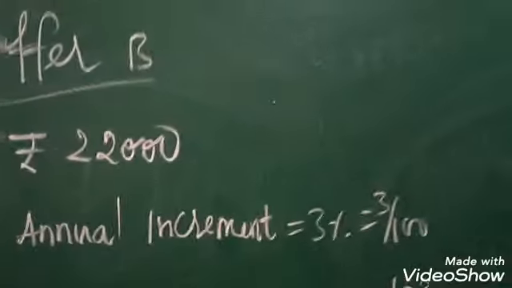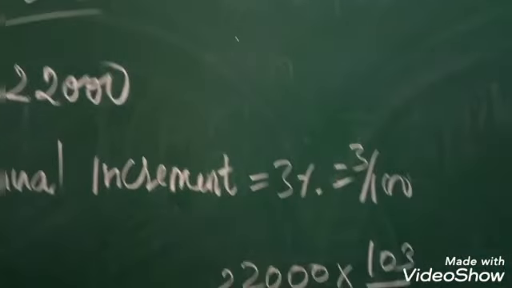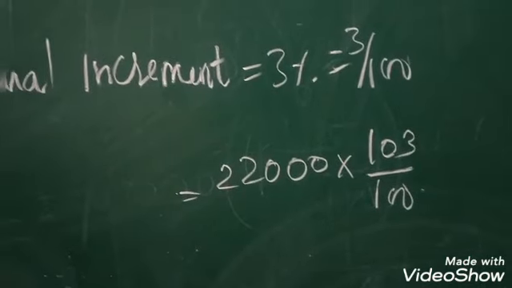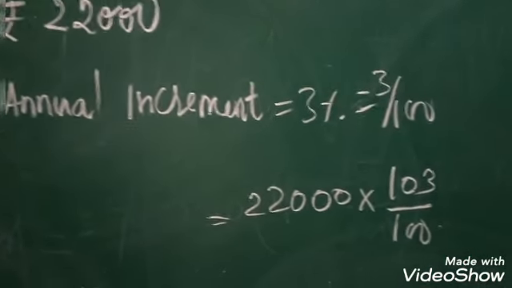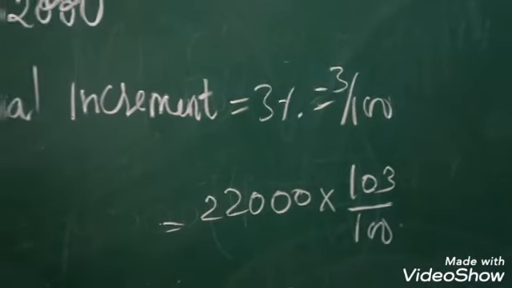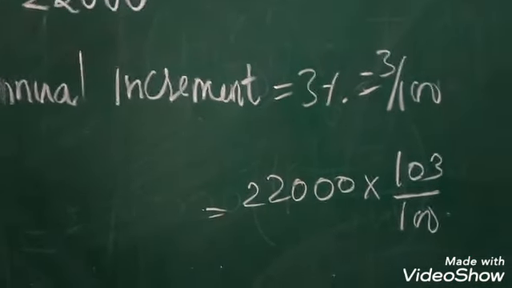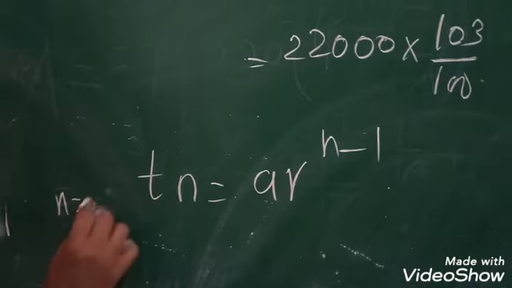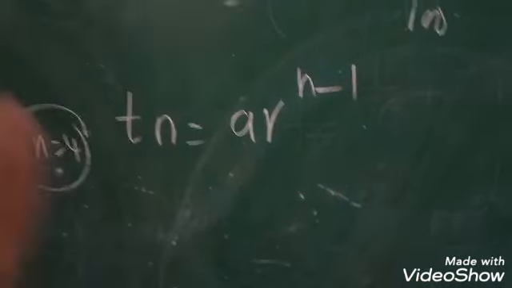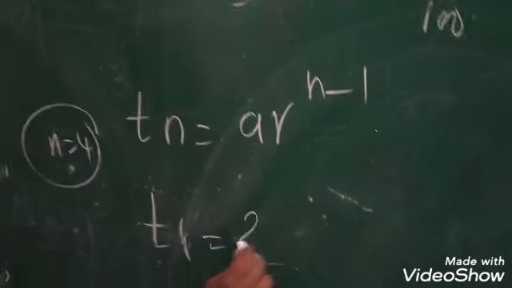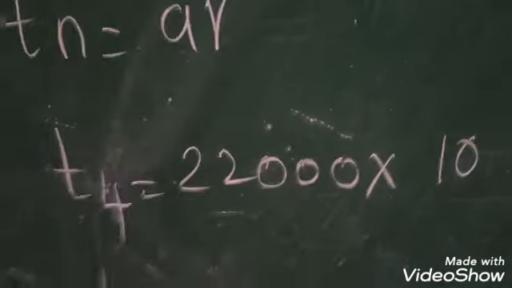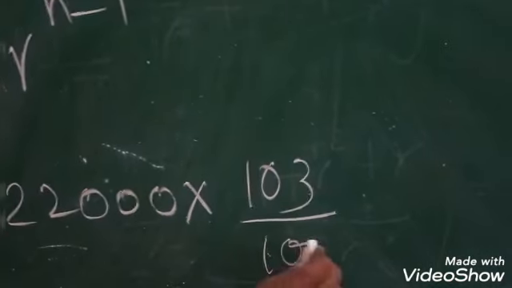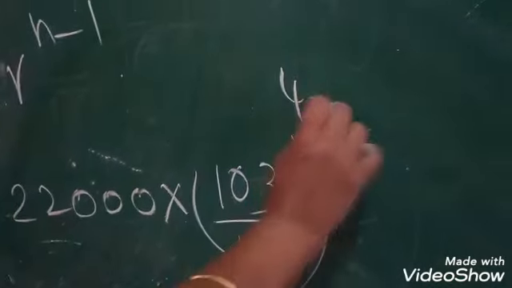See offer B, here the annual increment is 3%, so the same like after the 4th year. Here also we have to take the Tn formula. What is the Tn formula here? The 4th year, Tn is equal to A R power n minus 1. Here n is equal to 4 you have to consider, because they asked for the 4th year. T4 is equal to A, which is 22,000. Here 22,000, 103, because the increment is 3%. Here you want to put 4 minus 1.